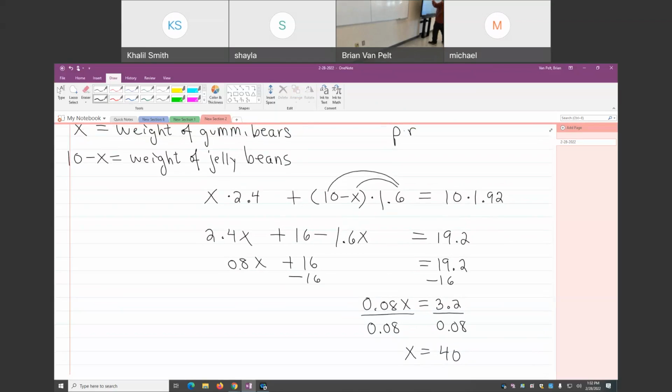0.8x. So I'll get my 0.8. 0.8. We see that x equals 4. X was the weight of the gummy bears. So 4 pounds of gummy bears.